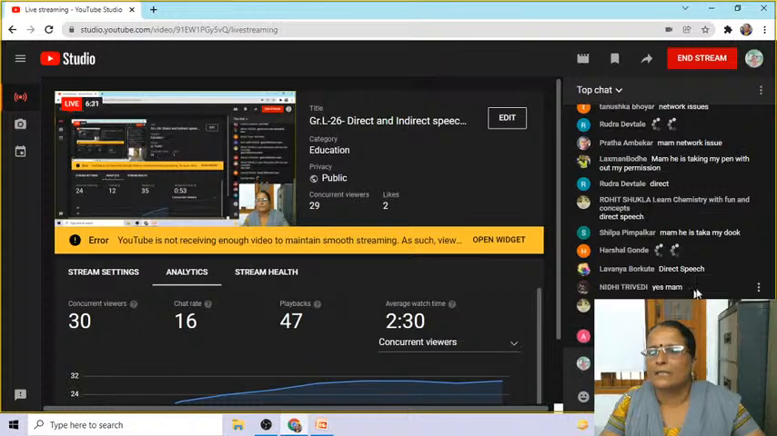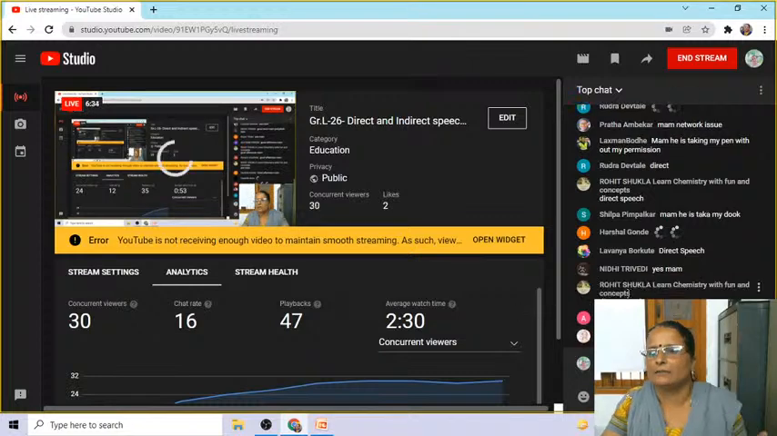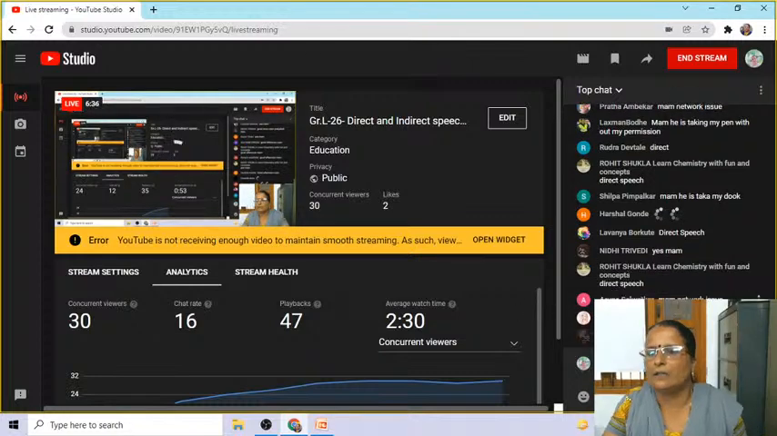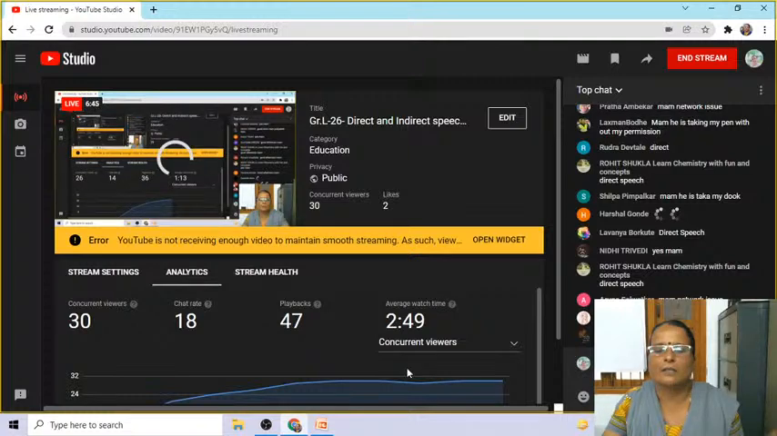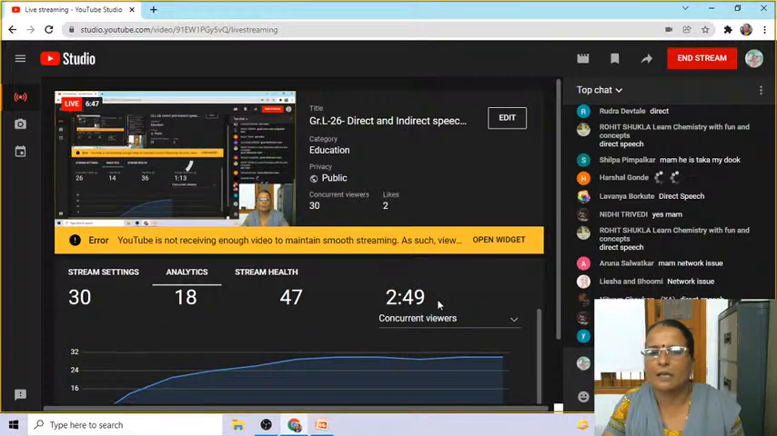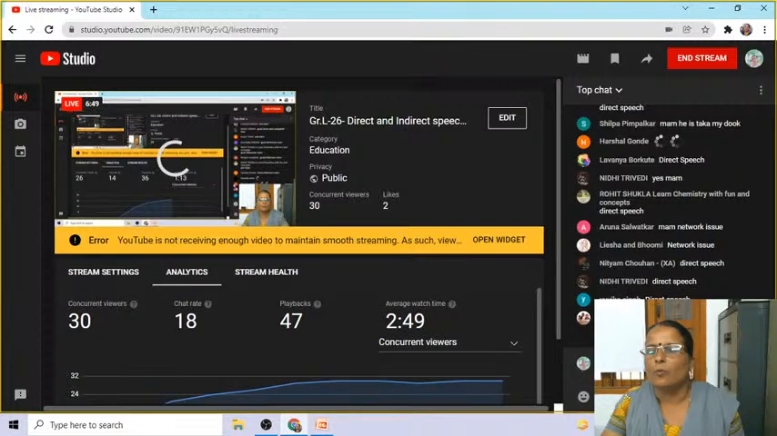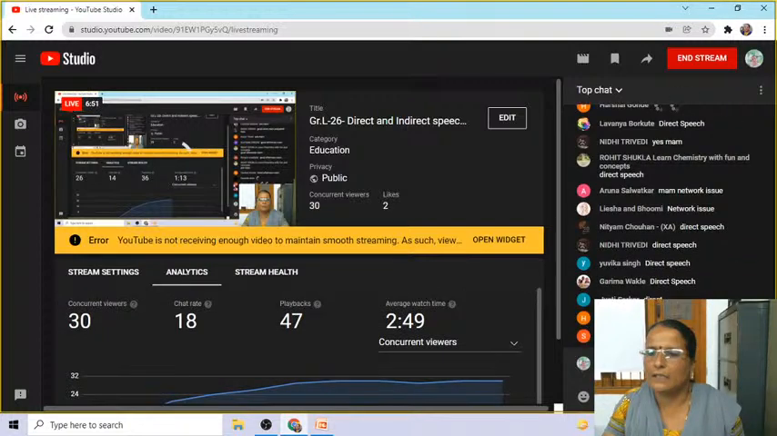Is it direct speech or indirect speech? Pratyash, you write the answer. Aruna, Lavanya Salvatkar, instead of writing network issue, you write the answer. When you are complaining to the teacher, "Madam, he is disturbing me, he is taking my tiffin and putting it down," what type of speech is it? Yes, it is direct speech, right?